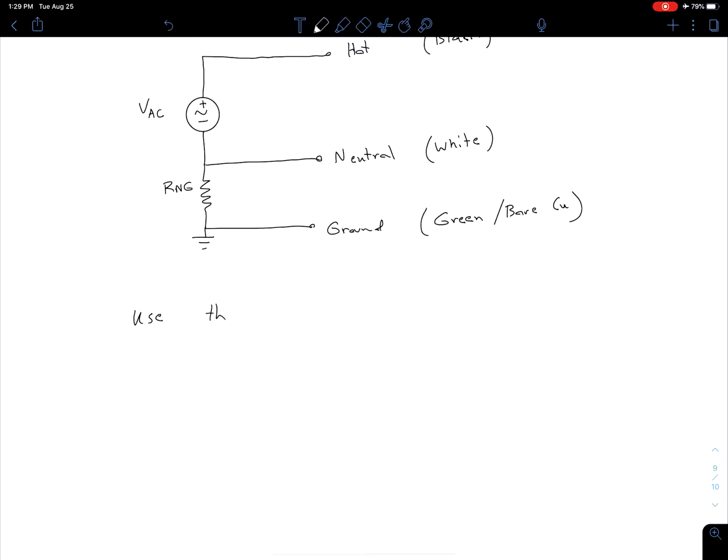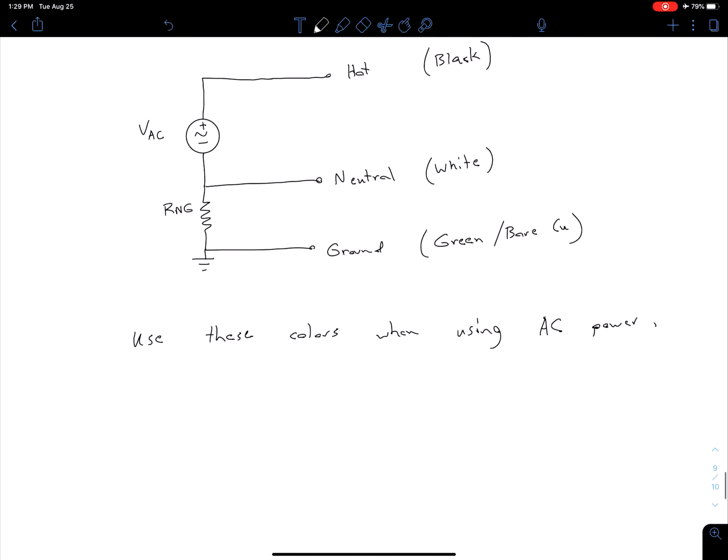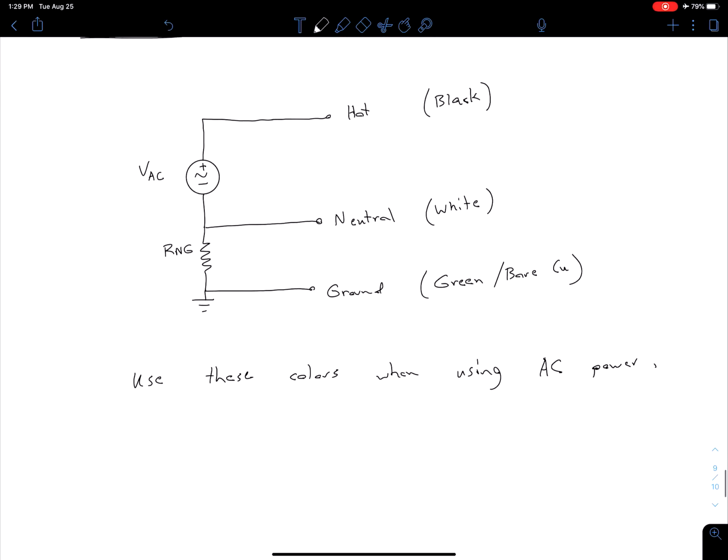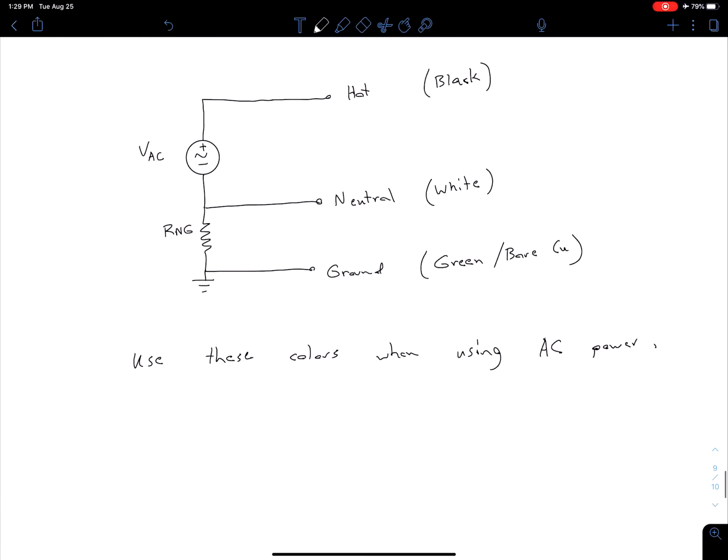So use these colors when connected to AC power or when using AC power. That way, if somebody sees these three color combinations near one another, they can immediately know that this is a single phase AC voltage. For example, you could see in the test stands that we used in our control systems class, the power coming from our outlet has been wired with these colors in mind.